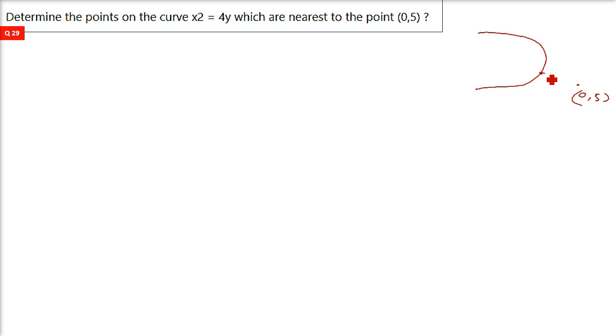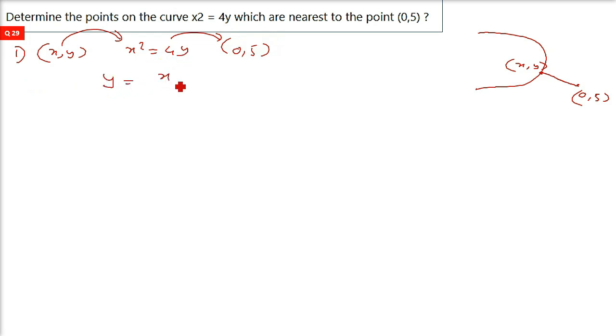Now there is a point (0, 5), 0 and 5. Let us say that you have a point on this curve, (x, y). Now this distance from (x, y) to (0, 5) should be lowest, minimum or nearest. So x square equals to 4y. This (x, y) is nearest to which one? (0, 5). So now what we are going to do? We will use this equation, try to find out the distance equation, and then go about it. So from x square equals to 4y, you can use this to get y equals to x square by 4. When we have y equals to x square by 4, we will find out the distance between (x, y) and (0, 5).